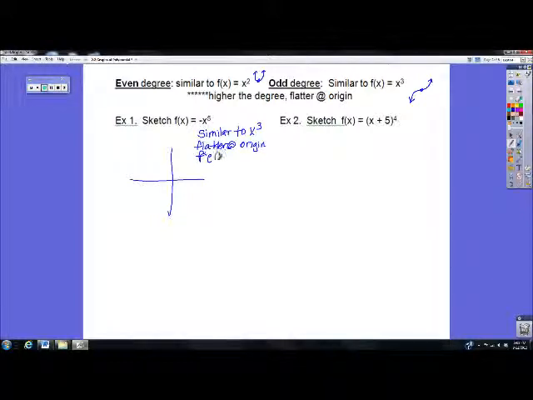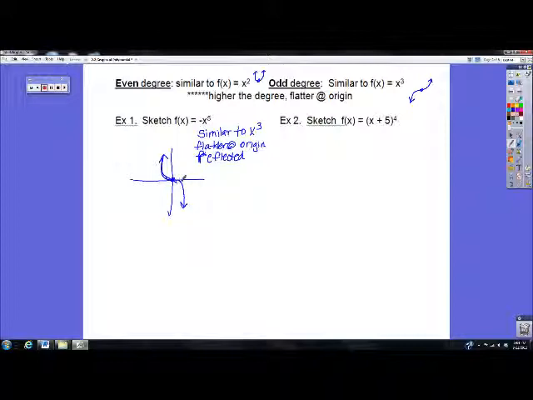Sorry about that. That should be an R for reflected. So it's similar to x cubed, a little bit flatter at the origin because the exponent is higher, and it is reflected. And it doesn't have any other transformations. It's not moved left or right or up or down. So we have our center point right here at the origin, but it is reflected. So my graph would look something like this. Try to do a better job. Make it a little bit flatter here through the middle. Something kind of like that.